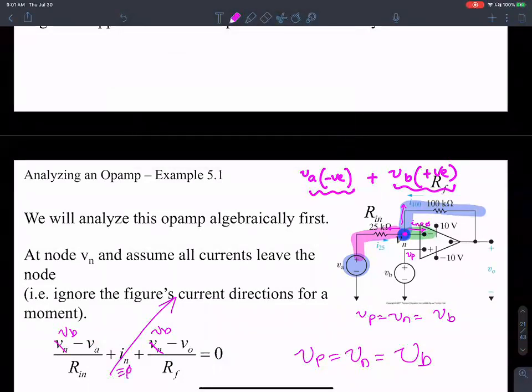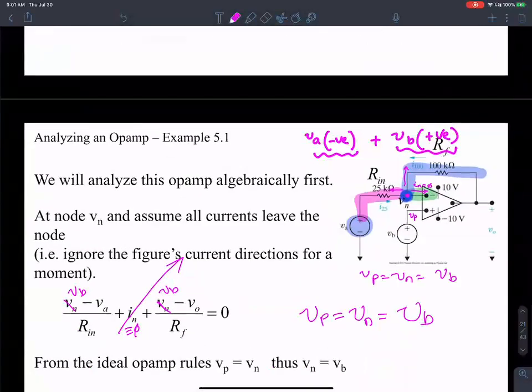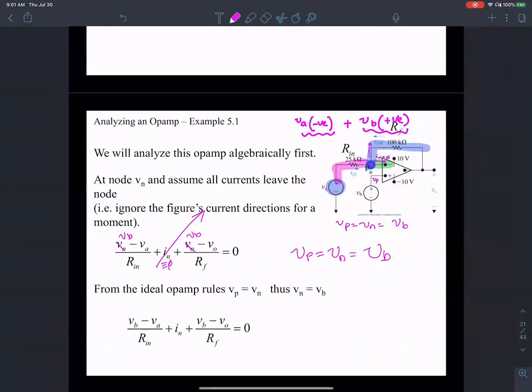Yes. Okay, that's all there is to it. In place of Vn, I'm going to plug in Vb. Wherever I see Vn, I'm going to plug in Vb. That's because of rule number 1. Now I made In equal to 0. That's because of rule number 2. That says the current going into the op-amp is 0. So this guy is 0.